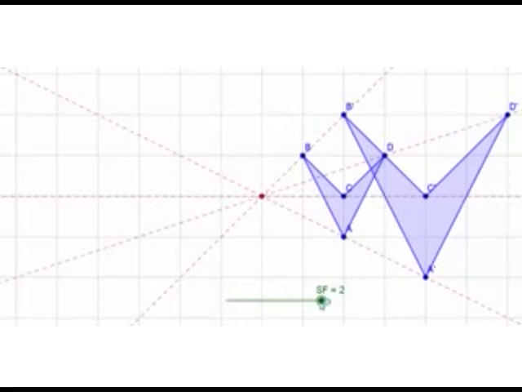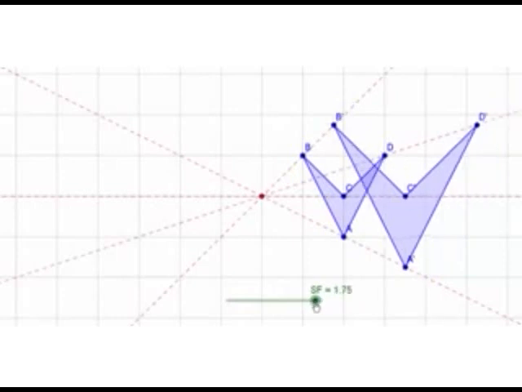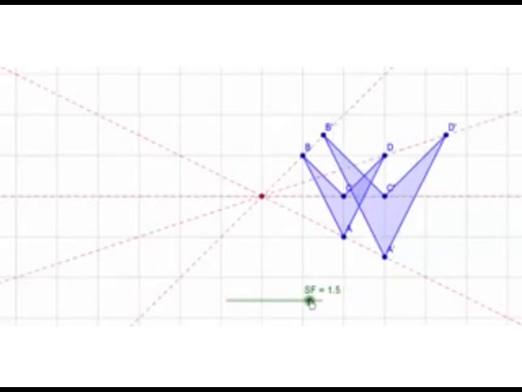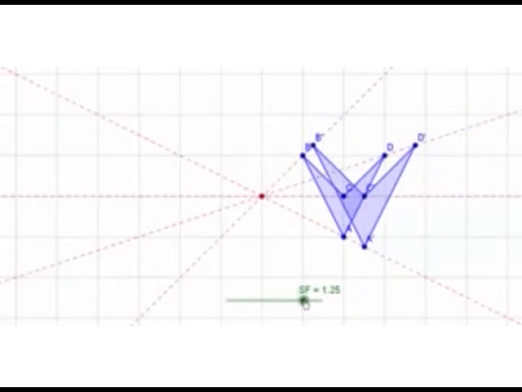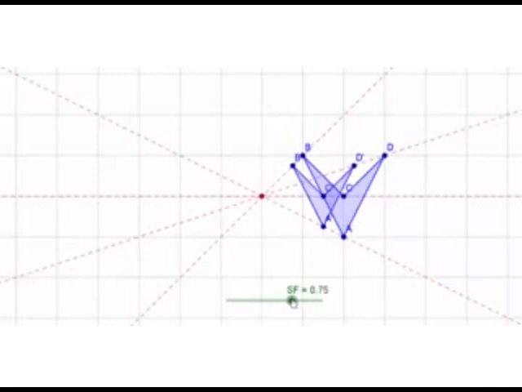We go down to 1 3/4. The shape is reducing in size. 1.5, 1.25, and a scale factor of 1. So it's the same size and the same position. 3/4, a half, a quarter, and 0. There's no figure at all. And now we move to the negative side.